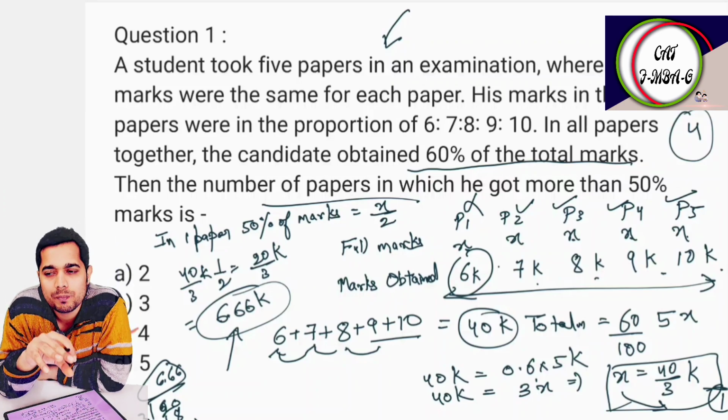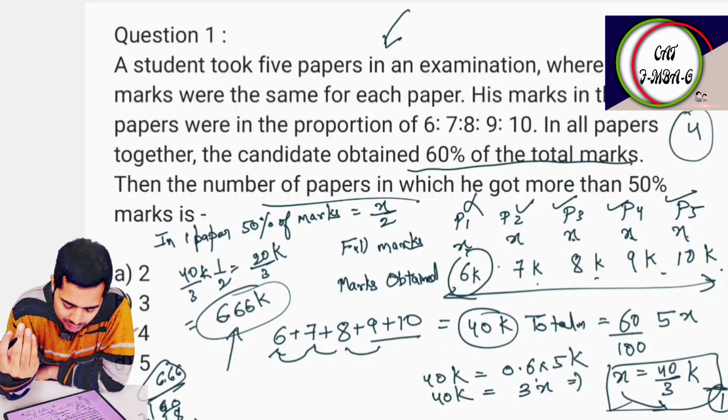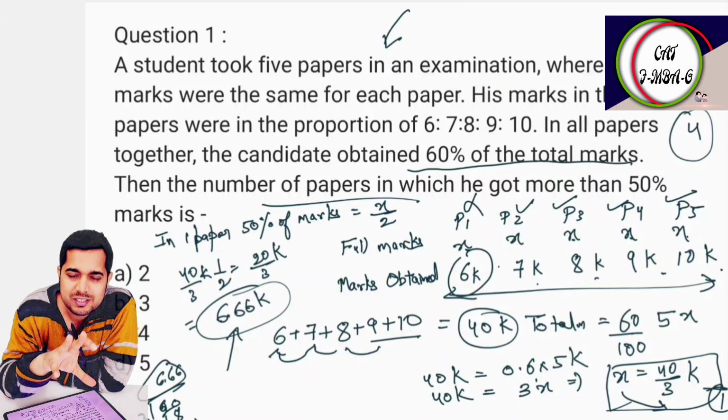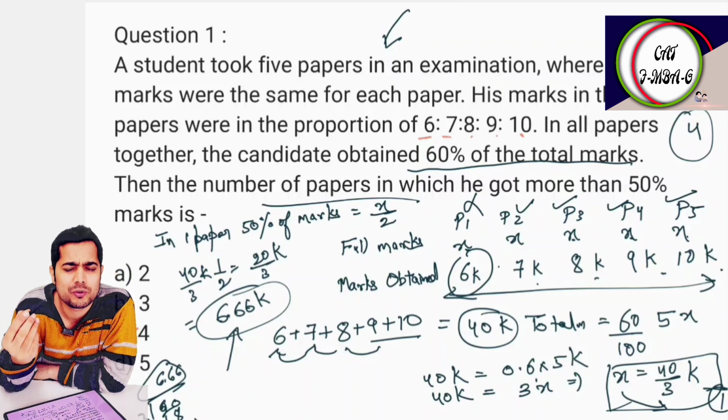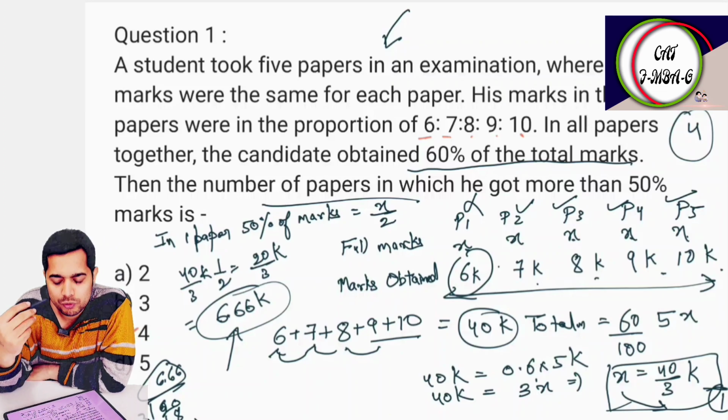See, it became a lot easier once your concepts are cleared about proportion. This is a simple concept. In proportion, you have to take a constant of proportionality. So 6 is to 7 is to 8 is to 9 is to 10. You can take k, you can take x, or you can take y. Okay, so let's move to the next question.